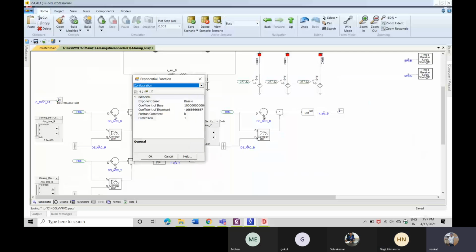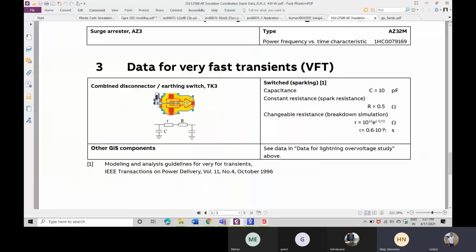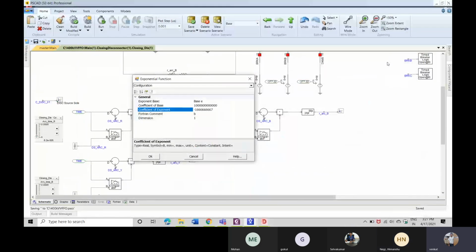Here you can see I have modeled it as 10 power 12, and it is a coefficient component. How did I get that coefficient component? It is 1 divided by the value which they have given there, right? They have given 0.6 into 10 power minus 9. If I put that value, 10 power minus 9, that is the value which I have entered here.